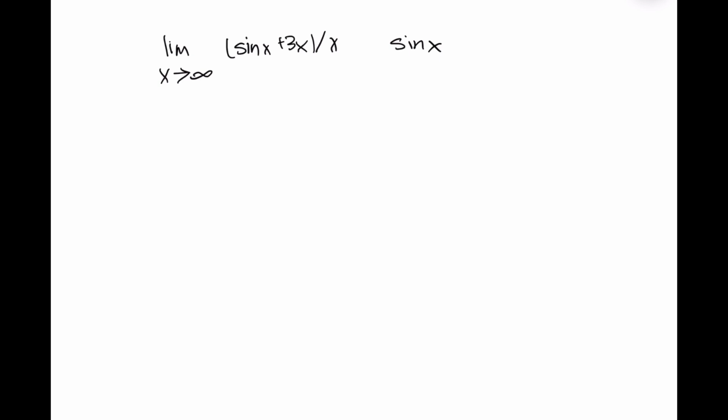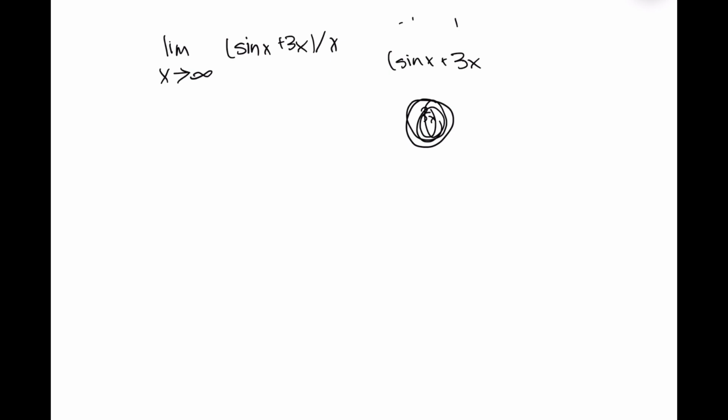But so we have sine of x bouncing around between -1 and 1, right? So we have sine of x here. Then we have 3x. What does 3x do as x goes to infinity? Well, 3x also goes to infinity. It gets insanely huge. So 3x just grows.